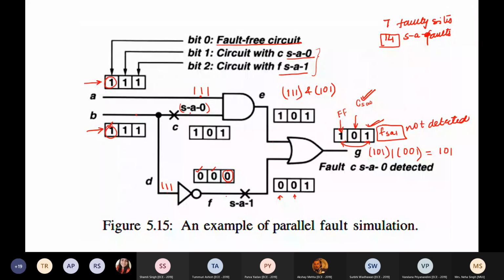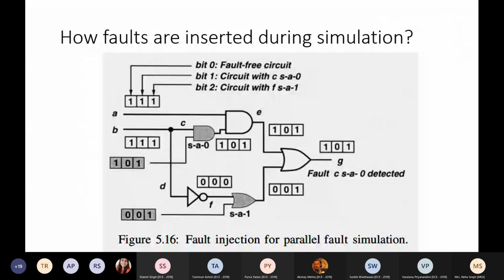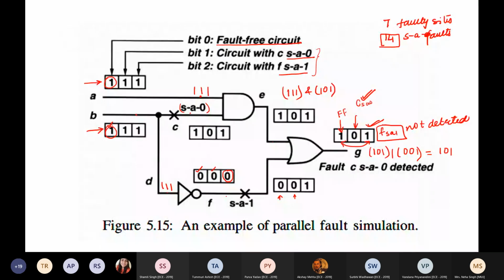We'll stop here and we'll continue with this fault simulation and see how the faults are actually implemented in software. We have understood how the simulator works, but how does it know that the stuck at 0 or stuck at 1 fault has to be considered? That we'll do in the next class. We are doing chapter number 5 from Bushnell. So that is all for today.